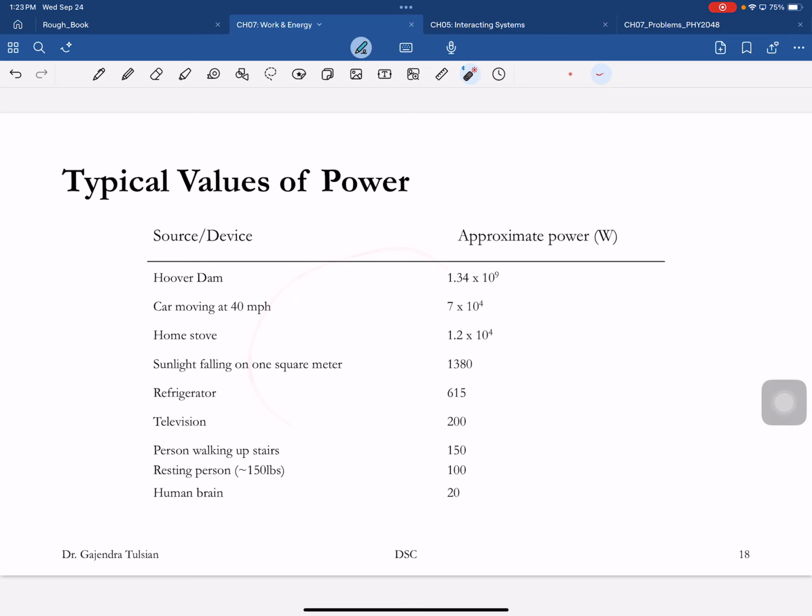Okay, here are some numbers that you need to be familiar with. Hoover Dam is a large power plant. A large power plant's approximate power is 1 billion watts. Okay, so 1.5 billion watts or whatever. What you can do with this is run about 1 million homes in the US. Elsewhere you could run more homes, but that's what you can do. So a large power plant is about 1 billion watts.